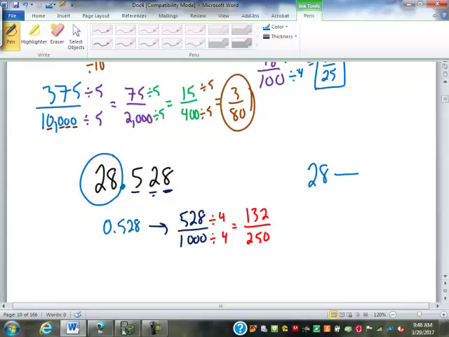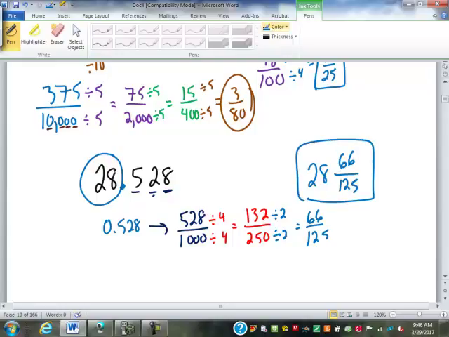Are we done? No, we can still divide by 2. I don't think we can get 4. Let's do 2 first, and if we can get another one, then we'll get it. 132 divided by 2 is 66. 250 divided by 2 is 125. 125 only divides by 5, so we're done there. So it's 28 and 66 over 125.